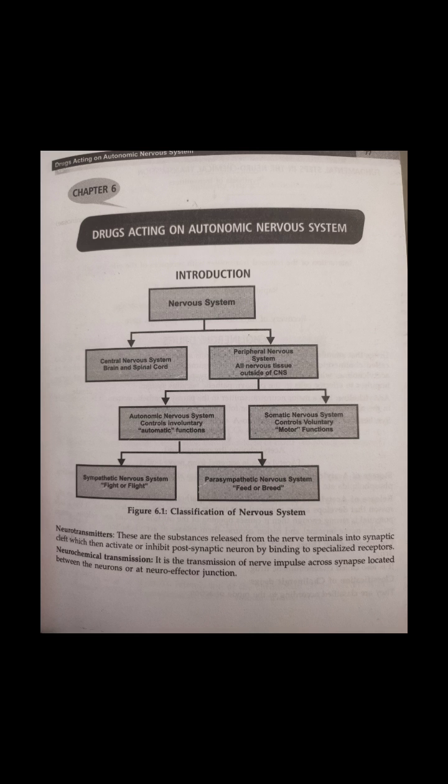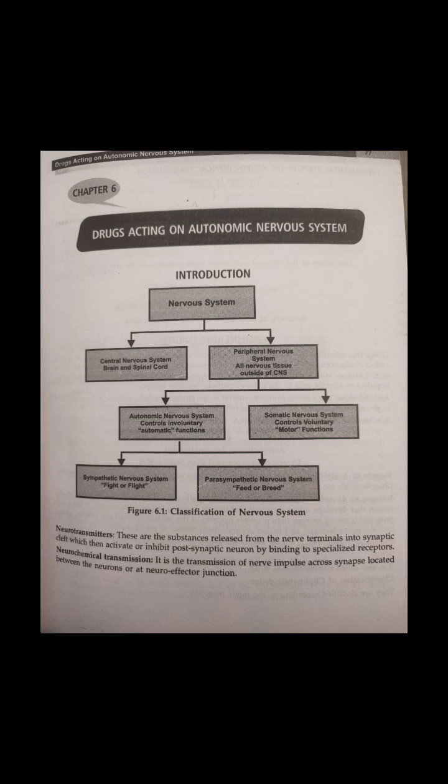Next is drugs acting on autonomic ganglia. They either stimulate ganglia or block ganglia. Drugs that stimulate the ganglia are called ganglionic stimulants, and drugs that block the ganglia are called ganglionic blockers. The classification of ganglionic stimulants is muscarinic agonists and nicotinic agonists. Muscarinic agonists are acetylcholine and pilocarpine, and nicotinic agonists are nicotine and lobeline.